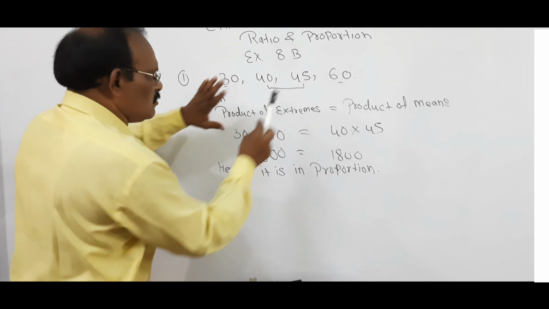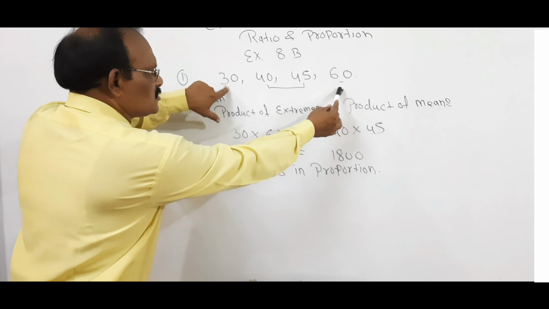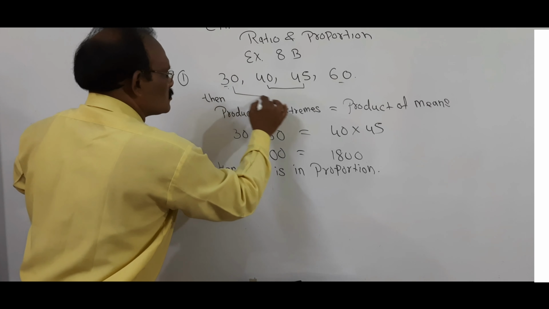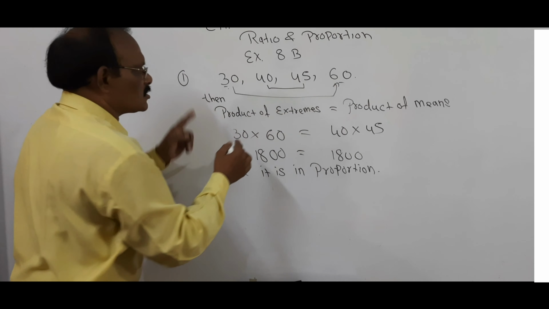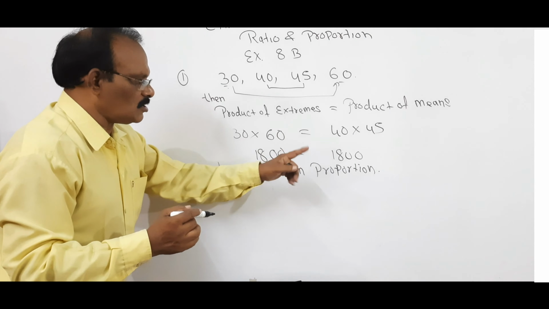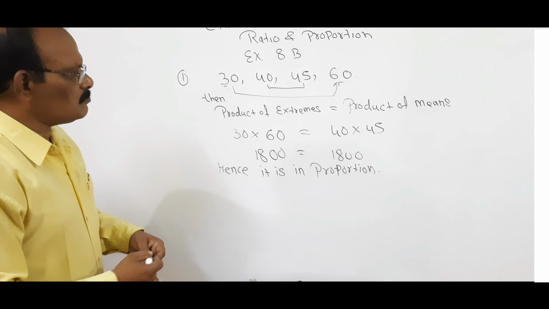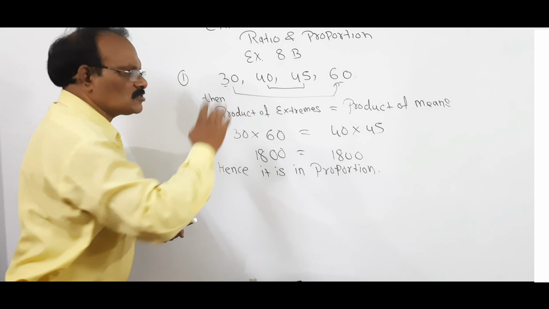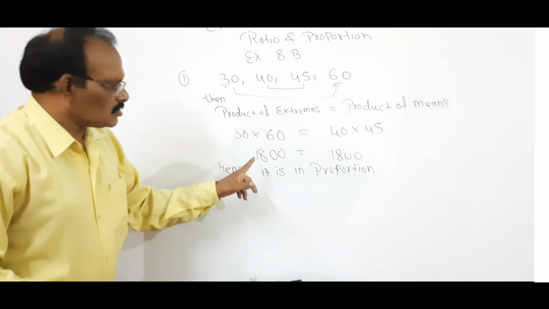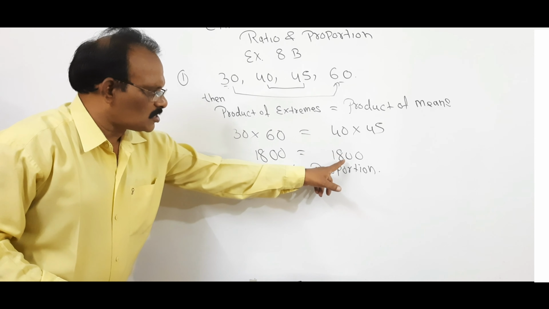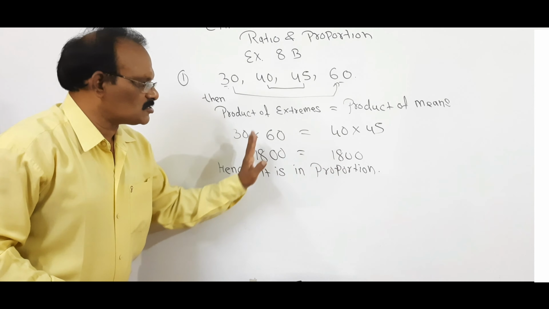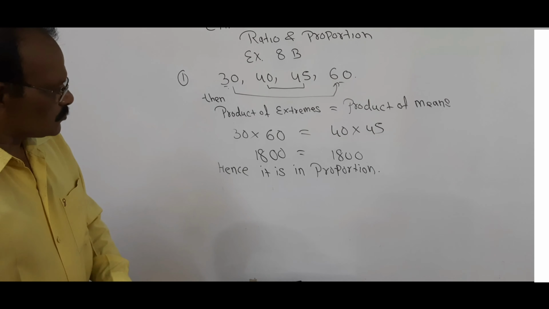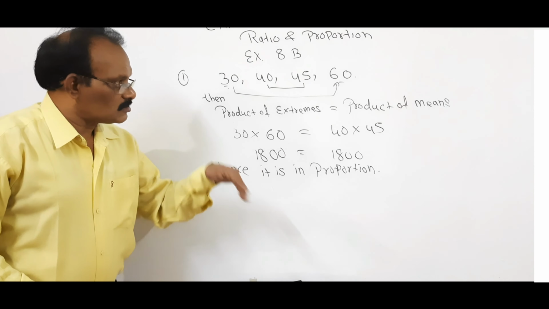Just see, if it is in proportion, the product of extremes, बाहर वालों को multiply करते हैं, and the product of means, दोनों same आना चाहिए. अगर same आ गया, yes they are in proportion. It's very simple. The outsides are called extremes, these are called means. The product of extremes is equal to the product of means. If suppose something else came instead of 1800, it would mean it is not in proportion. Is it clear? Now we will see the next question.